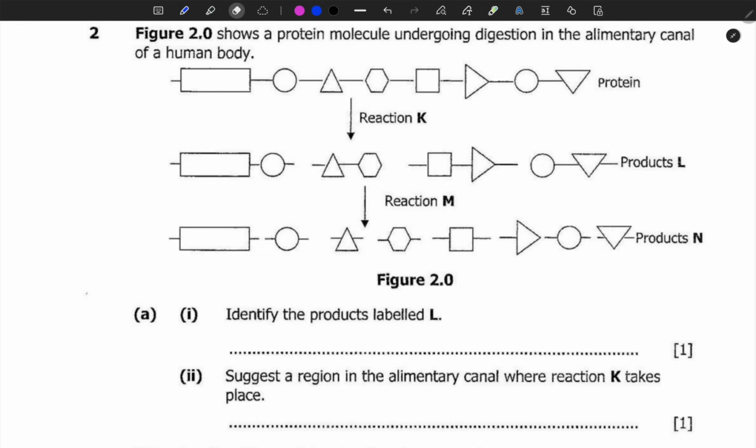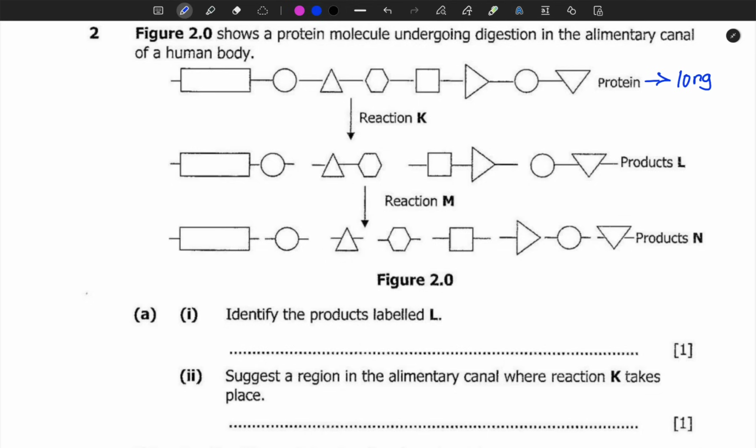So we have another question under enzymes. I also want you to see how the questions under the topic of enzymes are set. Figure 2.0 shows a protein molecule undergoing digestion in the alimentary canal of a human body. So we have the protein molecule structure. Whenever you have a protein, it means this molecule is long. For absorption to take place, we need this molecule to break into smaller pieces. That's where the digestion process comes in, because we define digestion as the breaking down of larger molecules into smaller ones for easy absorption.